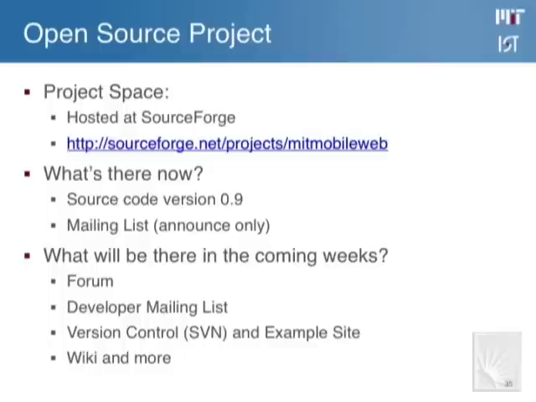So for those of you who are interested in this, you can go to SourceForge and you can download a zip file that contains all of our source code from version 1.0. And right now, that's the only thing you can do. You can download that and then sign up for the mailing list for announcements only. In the future, we'll be putting in things like a forum, developer mailing list, version control, and an example site. And hopefully we can start collaborating on the future versions of the mobile web.